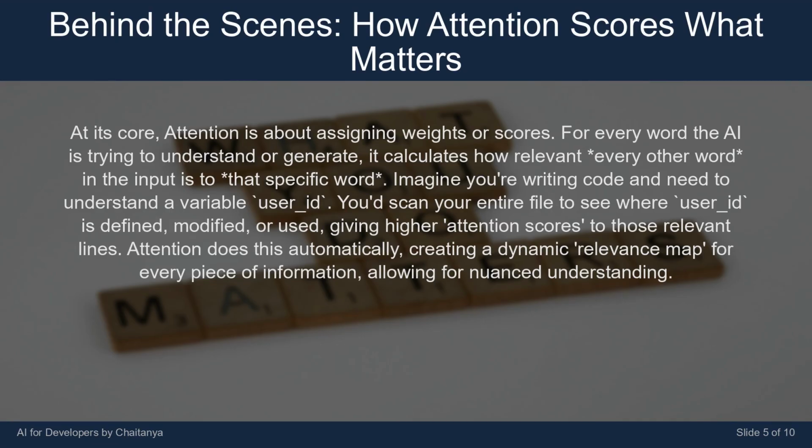For every word the AI is trying to understand or generate, it calculates how relevant every other word in the input is to that specific word. Imagine you're writing code and need to understand a variable `user_id`. You'd scan your entire file to see where `user_id` is defined, modified, or used, giving higher attention scores to those relevant lines. Attention does this automatically, creating a dynamic relevance map for every piece of information, allowing for nuanced understanding.